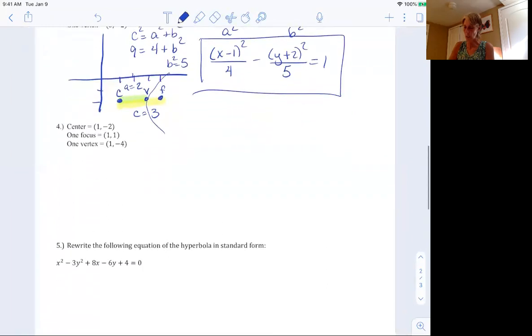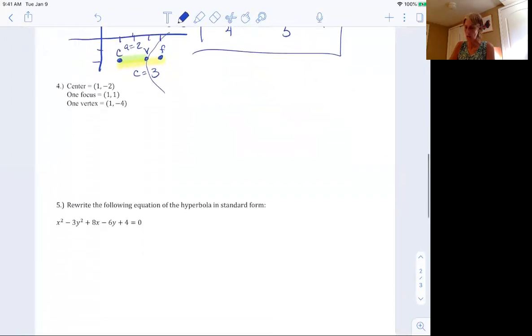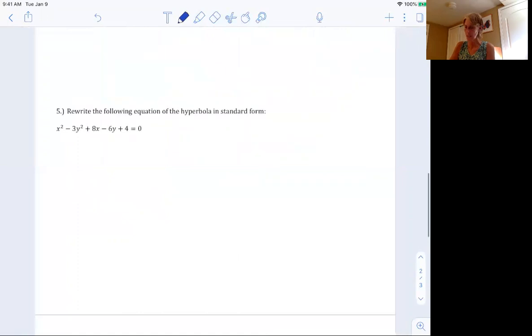We have one more equation. I may skip over this. I want to review rewriting the following equation. I want to review the completing the square one more time. Then I'll go back and I'll do the last problem kind of quickly. That way, if you don't feel like watching it, you don't have to. Completing the square with this hyperbola.